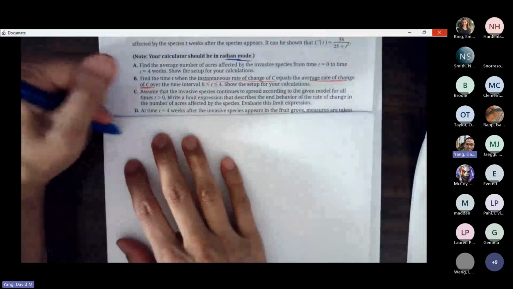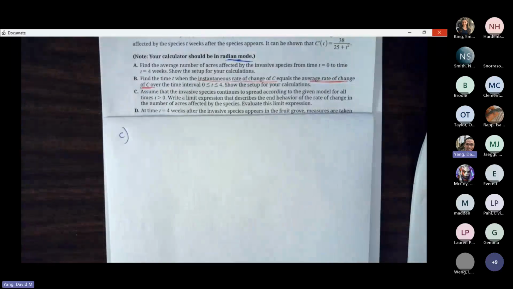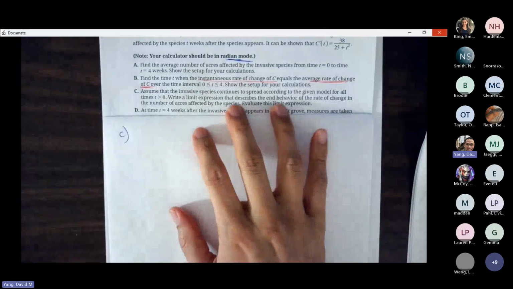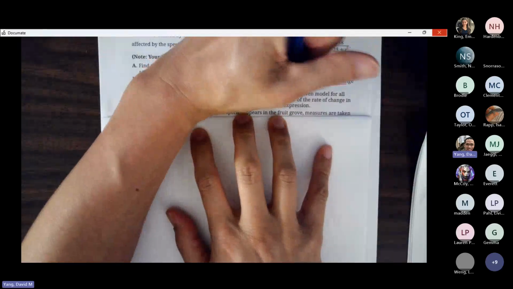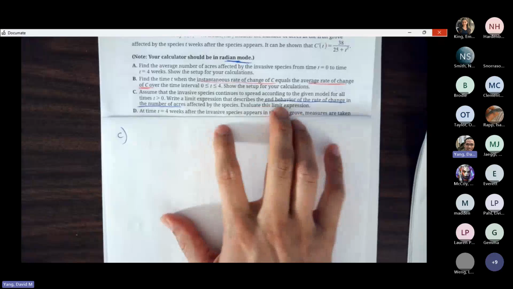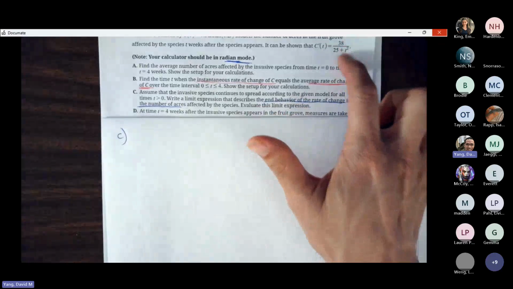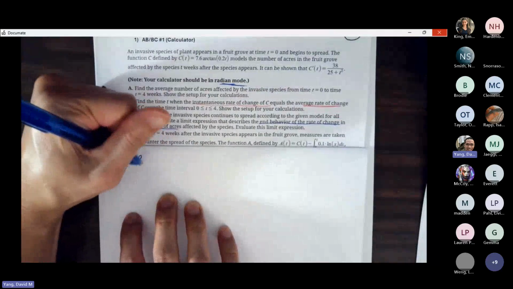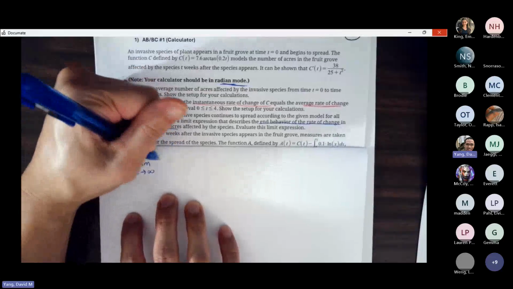Okay, part C. Assume that the invasive species continues to spread according to the given model. Write the limit expression that describes the end behavior of the rate of change in the number of acres. So end behavior just means limit as we approach infinity. So we want to find the end behavior of the rate. So the rate is talking about C prime, not C of t. So we're just going to take the limit as we approach infinity of our C prime.